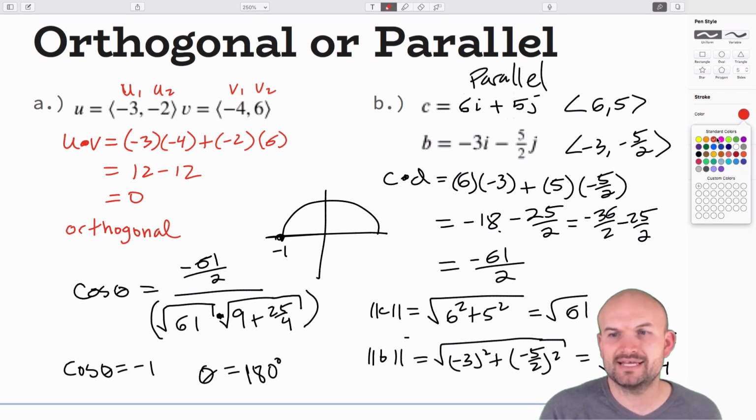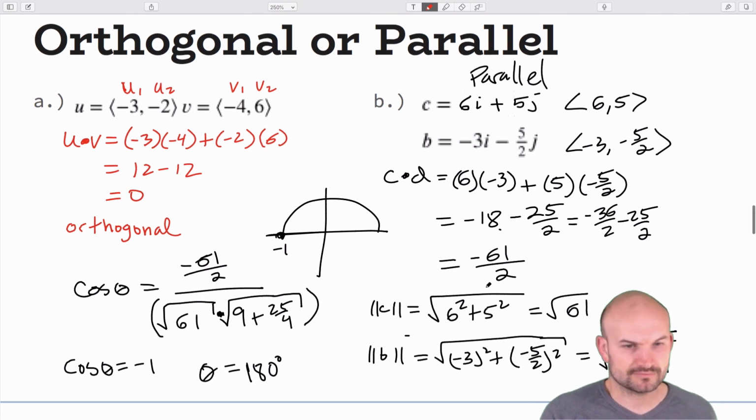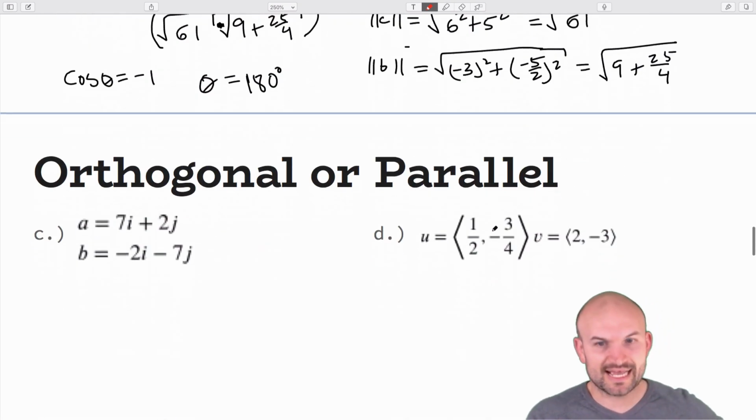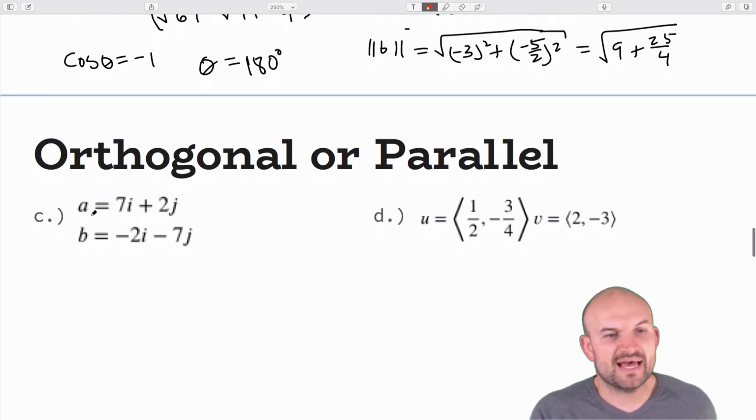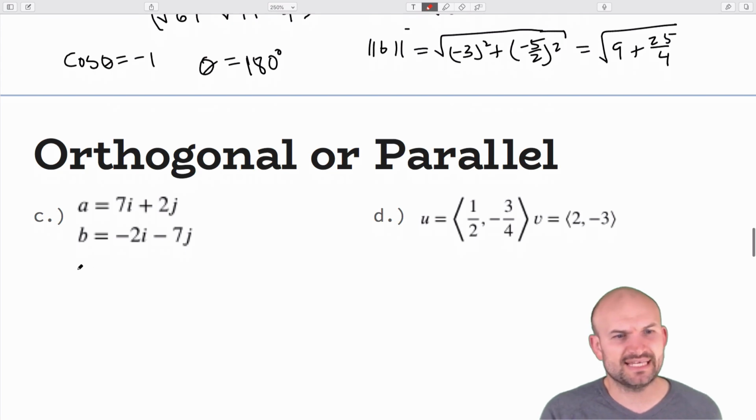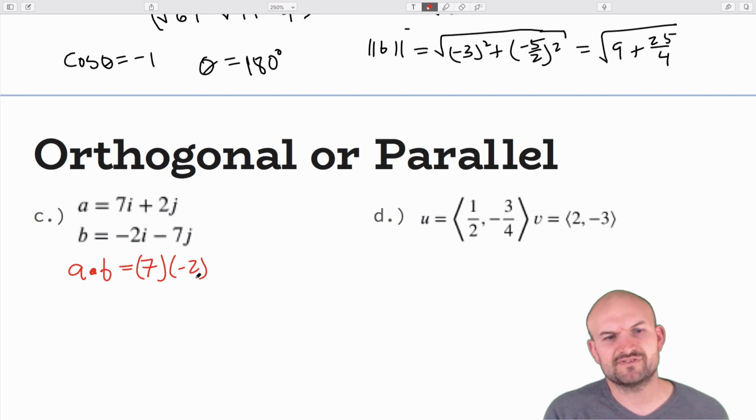Okay, now let's go back into red. All right, next example. Again, we have another linear combination. So I'm going to go ahead and follow through on this. In this case, we have A and B. So I'll go ahead and do the dot product. So the dot product is going to be A dot B. So that's going to equal 7 times -2 plus 2 times -7.